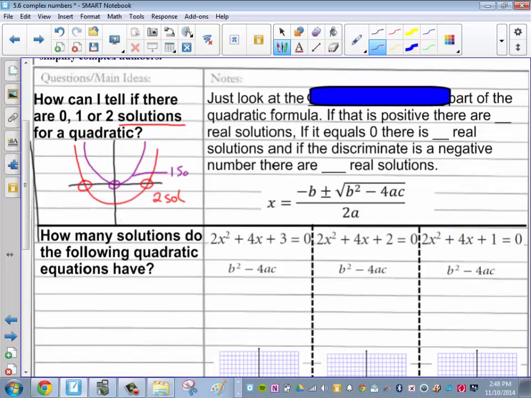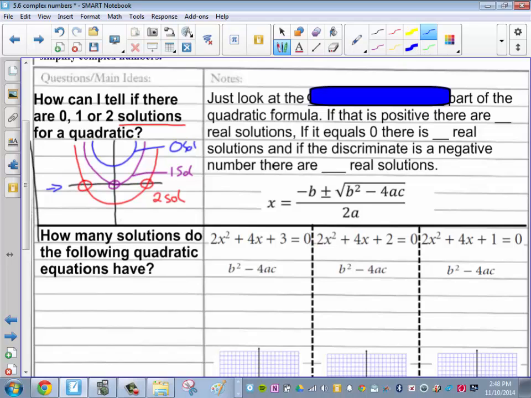And the other thing that could happen is the graph could be something like this. In this situation, it never crosses the x-axis. Therefore, this situation has 0 solutions. So how can you figure this out fairly easily without graphing the function? Well, here's how you do it.